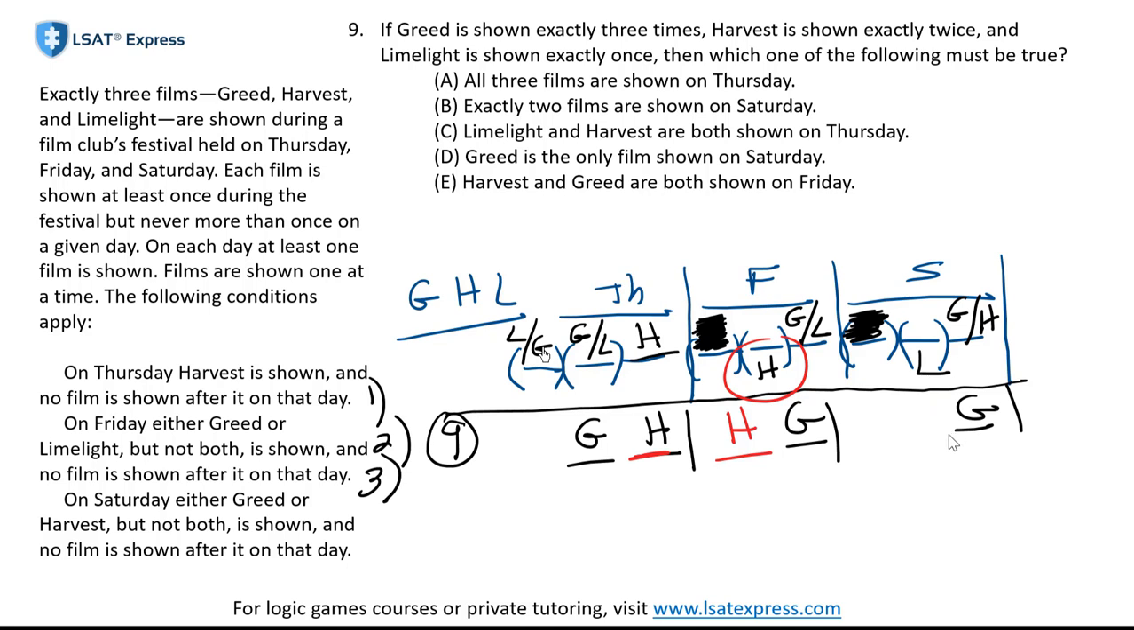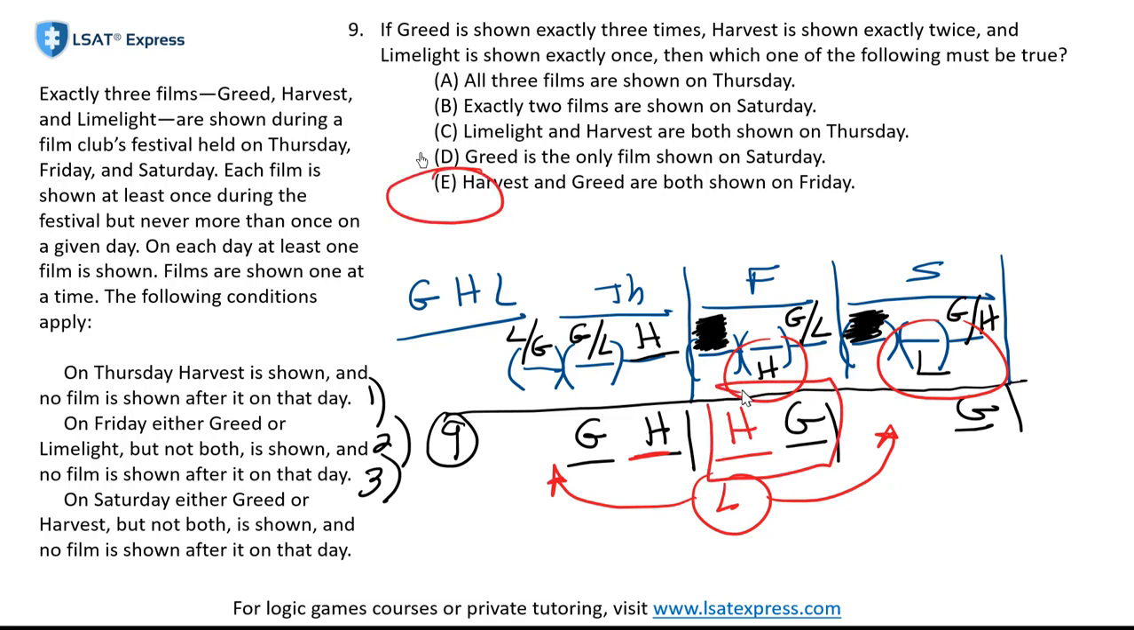And then what does it say? L once. Now, where could L go? Why don't I write it here and circle it? L, it could be on Thursday. But according to the master sketch, it could also be on Saturday. So with that in mind, take a look at the answer choices. What absolutely must be true is E. H and G both on Friday.